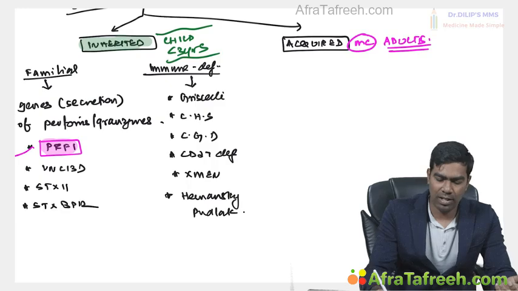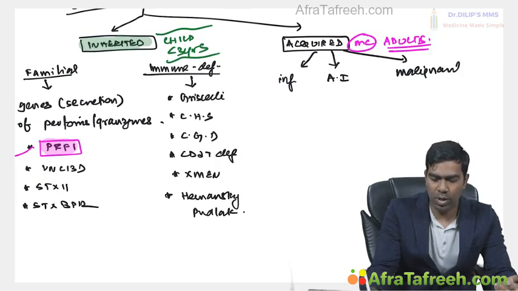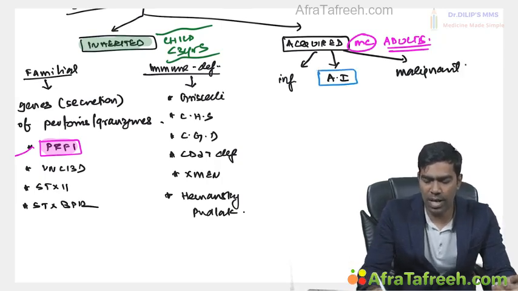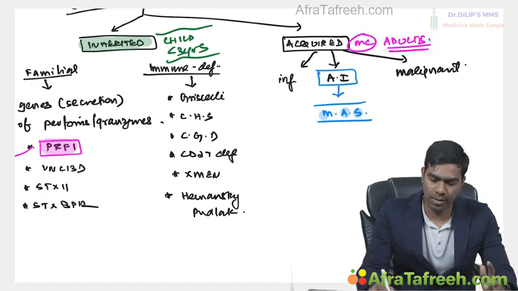The acquired variety can be due to infections, or autoimmune disease, or a malignant process. But one catch you have to know here is that if it is happening due to an autoimmune disorder, that is not called HLH. Instead, the same HLH-like picture, if it happens in association with an autoimmune disease like rheumatoid arthritis or SLE, we are going to call macrophage activation syndrome and not HLH.